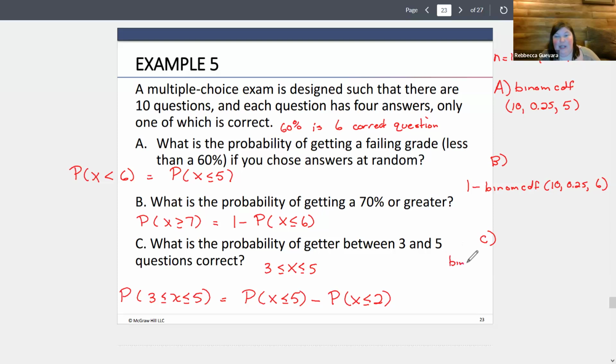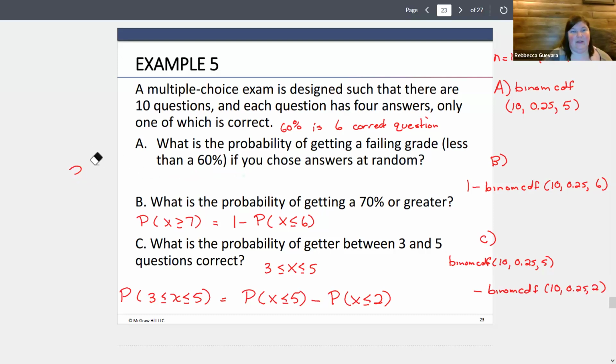So this would be binomial CDF 10, 0.25, and 5. And then I'm subtracting from that binomial CDF, and then we still have 10, 0.25, but we're going to remove that 2. So let me get rid of this part here and we'll take this to the calculator.